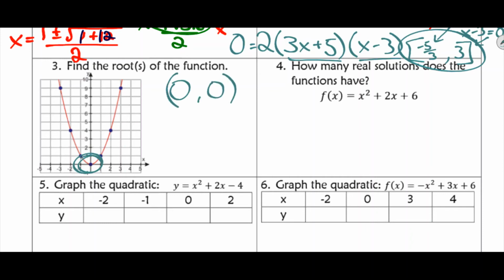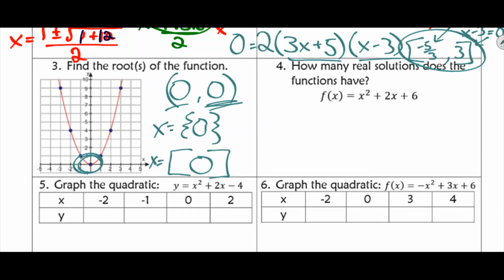So you can list it out like that as an ordered pair, or you can list it out with braces, showing your solution set, which is just 0 in this case. Or I'm okay with you also writing it with brackets to show your solution set, which is, again, just 0. Those all imply the same thing. They're saying that x is 0 when your y is also 0.